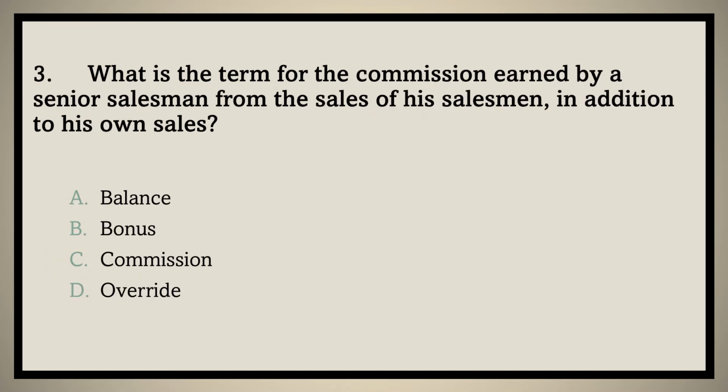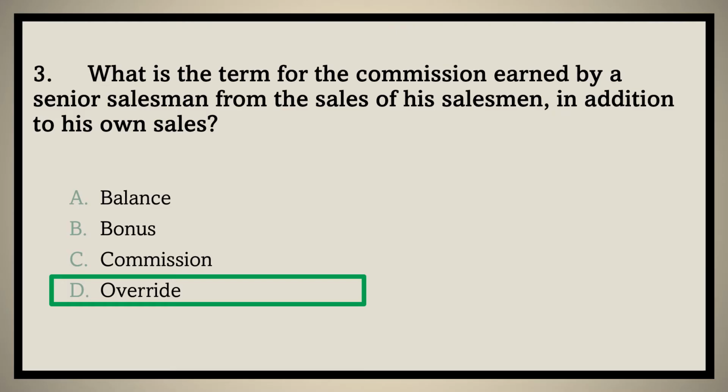3. What is the term for the commission earned by a senior salesman from the sales of his salesman, in addition to his own sales? A. Balance. B. Bonus. C. Commission. D. Override. The answer is D. Override. An override commission is a percentage earned by a senior salesperson, often called a sales manager, on top of their own commission for the total sales made by their team. It incentivizes them to effectively lead and coach their team members to achieve sales goals.